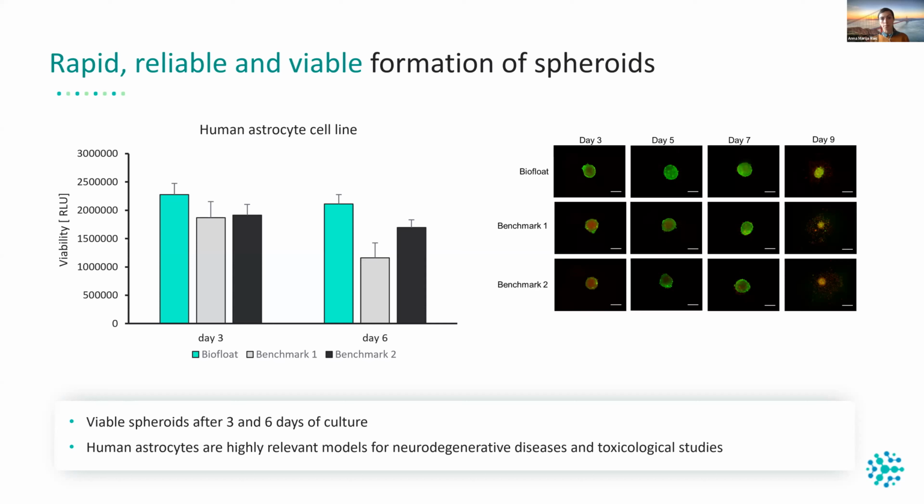We also stained the spheroids, here on the right side, with calcein, a marker for live cells, and with PI, a marker for dead cells, in red. And you can see the live cells in the bioflow plates with a small core of necrotic cells, which is normal for spheroids.